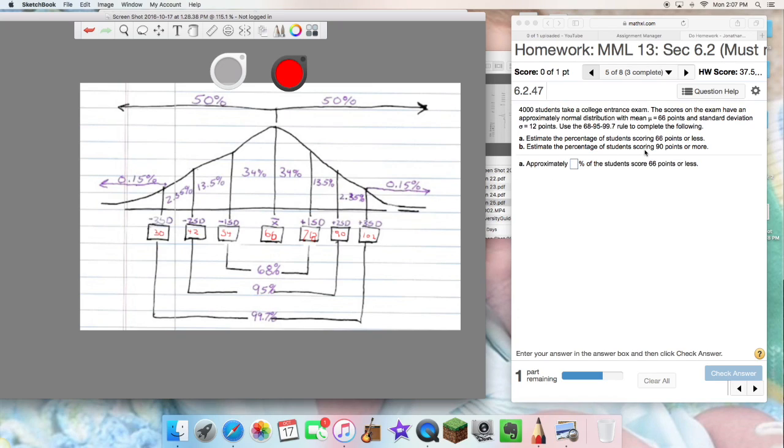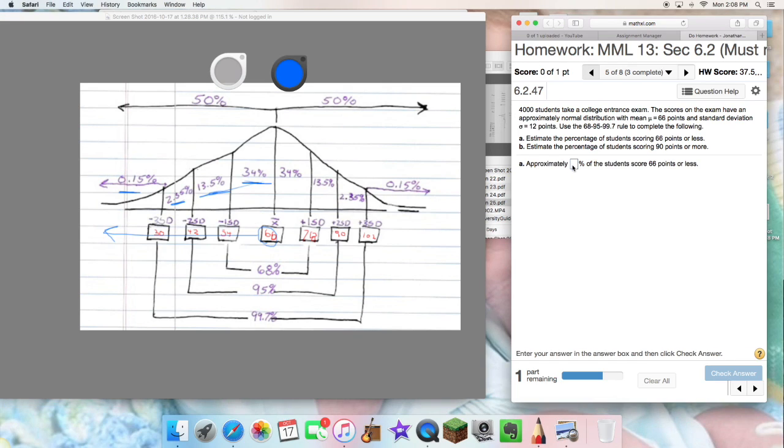All right, now look at the problems. It says estimate the percentage scoring 66 or less. Well, there's a couple of ways we can do this. So let's do it the way I've been showing you. Here's my 66 right here, and I want less. So it's everything in this direction. So I'm going to find all that. Well, there's 34 that's in there. There's the 13.5, there's a 2.35, and there is the 0.15. Since I have all four of these, I'm going to add them up. And when I do on my handy dandy calculator, you get 50.